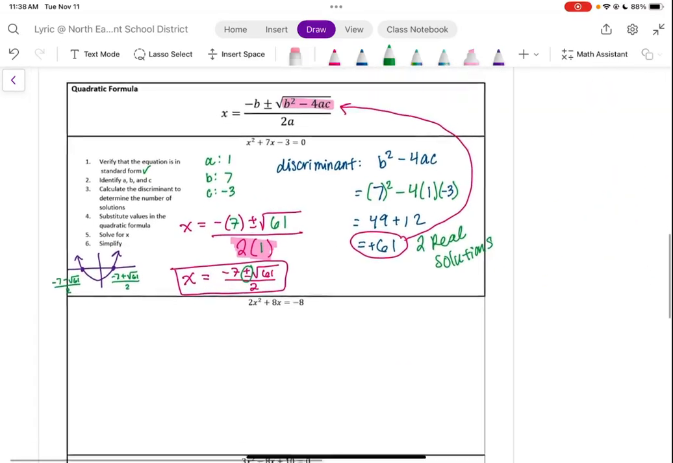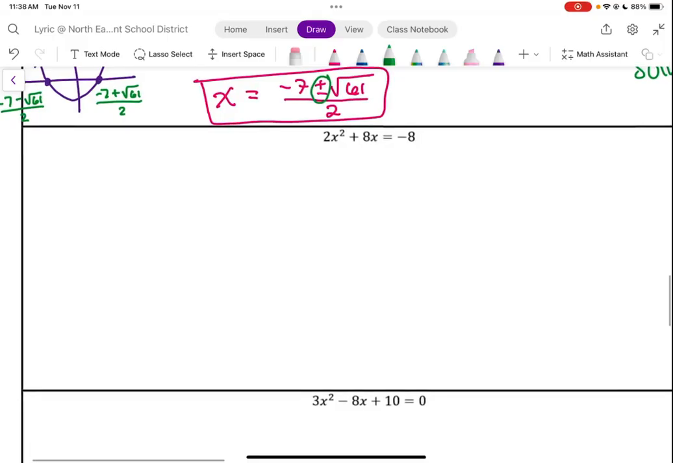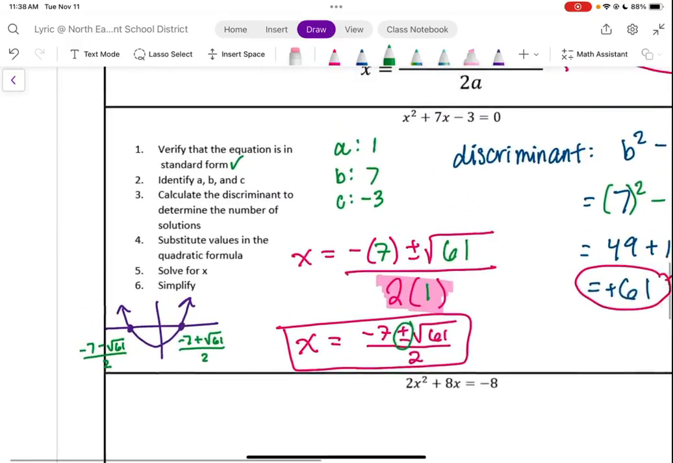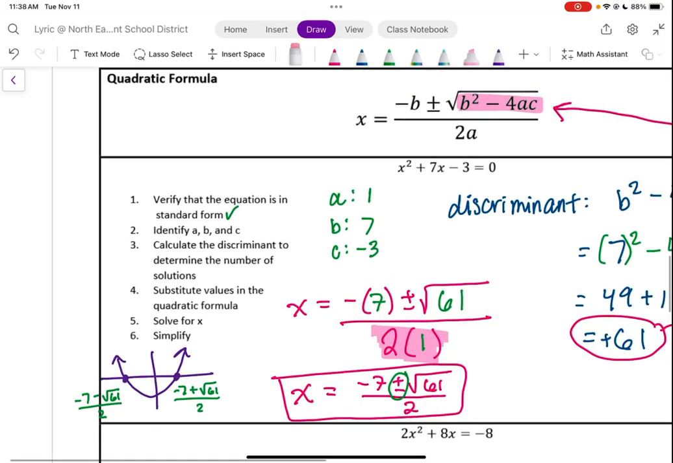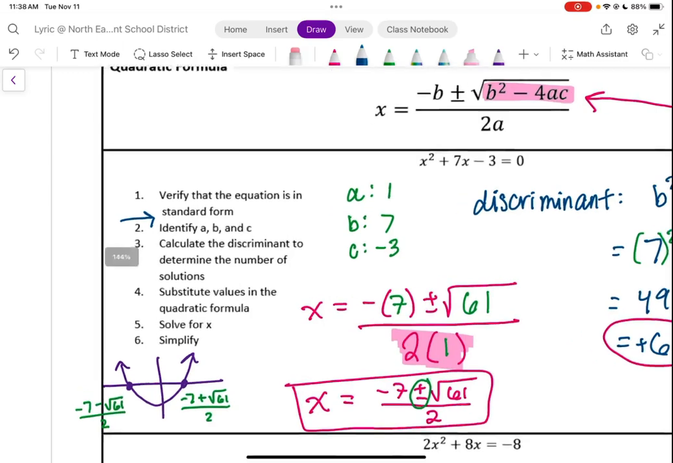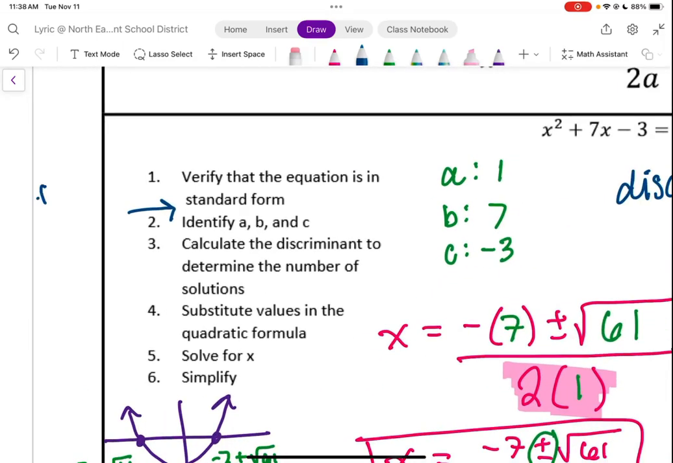Okay, let's take a look at number 2. Now, before we move on to this one, I would like us to look back at our steps here, and I would like us to add a little step in between step 1 and 2. And we're going to say here, we will factor out, we'll say GCF if possible.